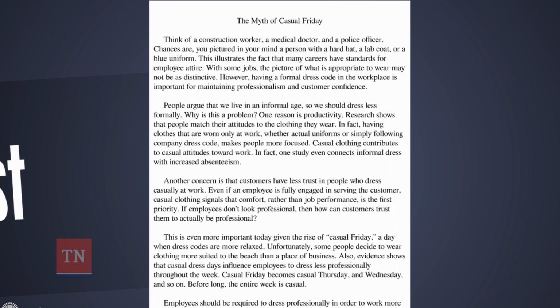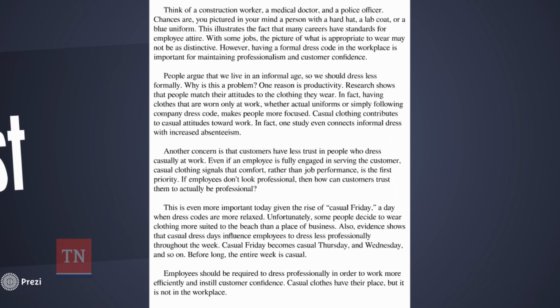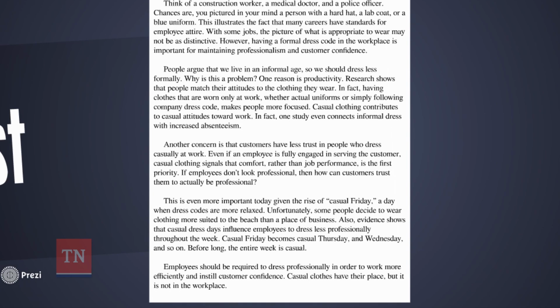Also, evidence shows that casual dress days influence employees to dress less professionally throughout the week. Casual Fridays become Casual Thursdays, and Wednesdays, and so on. Before long, the entire week is casual. Employees should be required to dress professionally in order to work more efficiently and instill customer confidence. Casual clothes have their place, but it is not in the workplace.